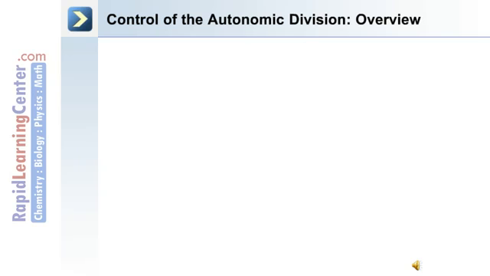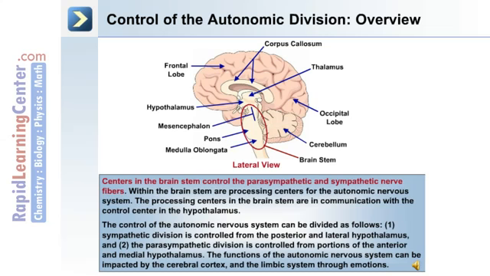The following is an overview of the control of the autonomic nervous system. Centers in the brainstem control both the parasympathetic and the sympathetic nerve fibers. These processing centers are in communication with a control center in the hypothalamus. The control of the autonomic nervous system can be divided as follows. Number 1, the sympathetic division is controlled from the posterior and lateral hypothalamus.